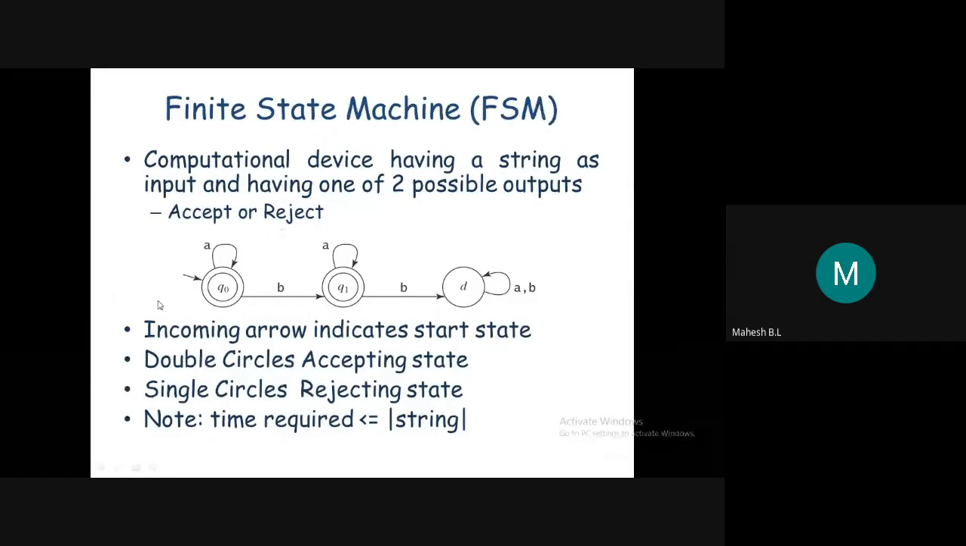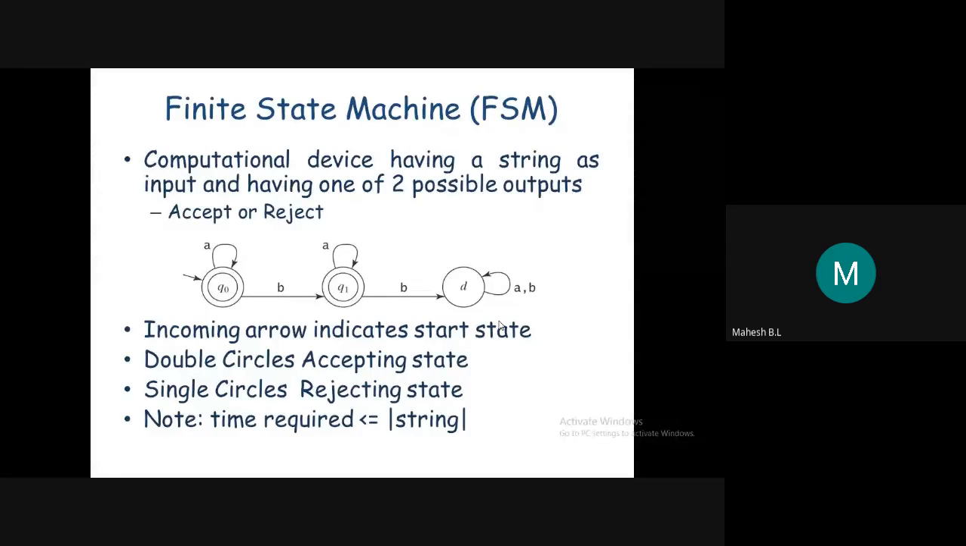So incoming arrow indicates start state. Here there is an incoming arrow which indicates that Q naught is the starting state. Double circles are accepting states. Whenever you have a double circle, they are accepting states. So Q naught as well as Q1 are accepting states. Single circles are rejecting states. Wherever a single circle is there, that is a rejecting state. Time required is less than or equal to the length of the string.